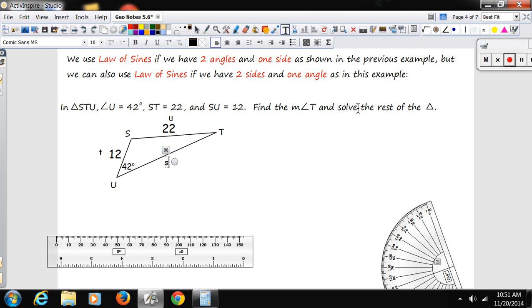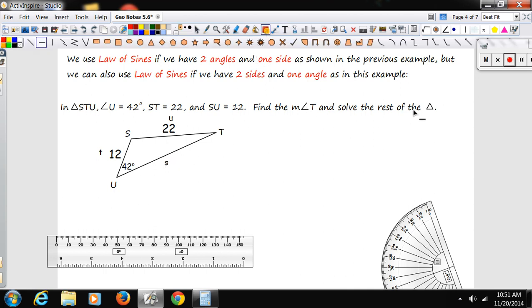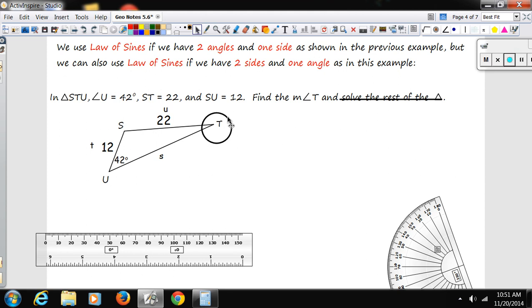Now it's asking us to find the measure of angle T and solve the rest of the triangle. We're not going to solve the rest of the triangle right now. You could do that if you want to on your own later. We're just going to get angle T. So we're going to find this angle right here. This angle T. That's what we're looking for.